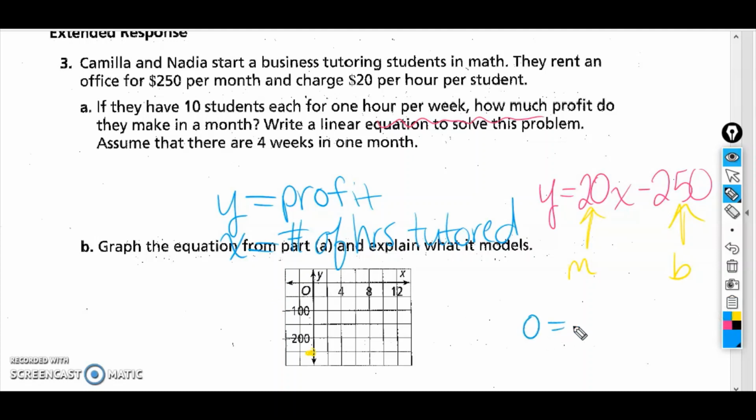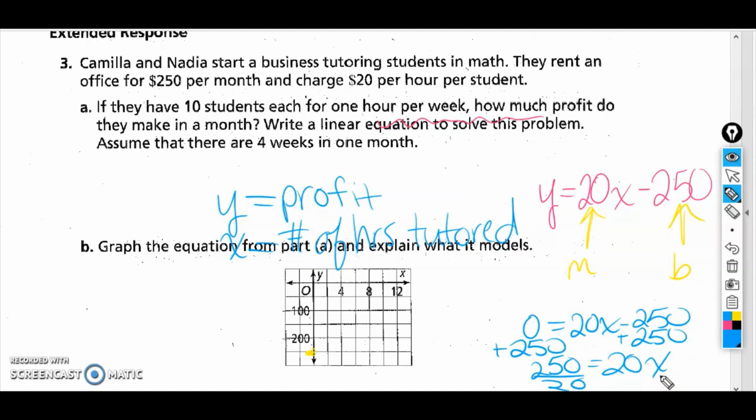So if my y was 0, 20x minus 250, if I add 250 to both sides, so I get 250 equals 20x. So to get x by itself, I would divide by 20 on both sides. So if I divide both sides by 20, I get x is 12.5. Oh, I'm running out of room. 12.5. So that would mean if I had another coordinate, it would be 12.5 comma 0. So I'm going to mark that one on my graph.